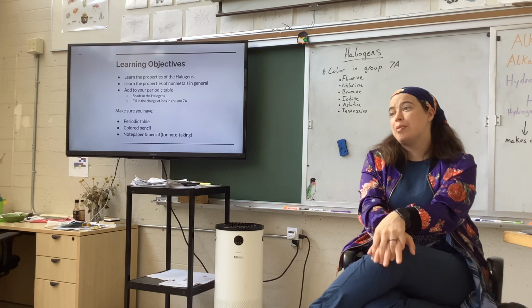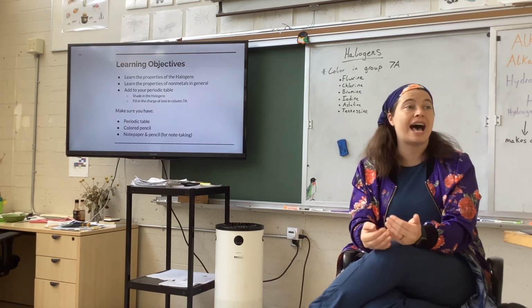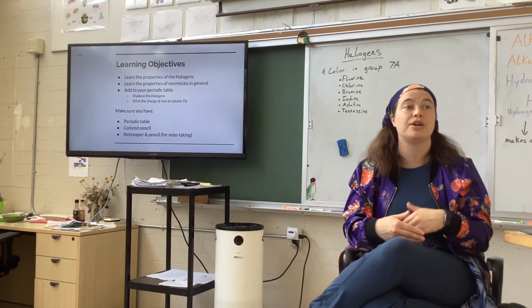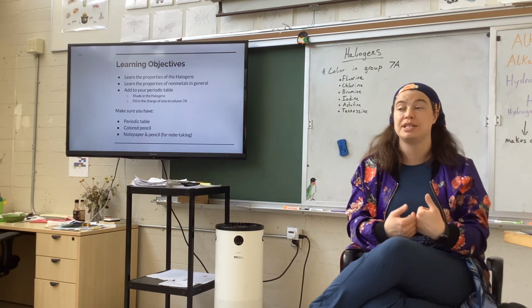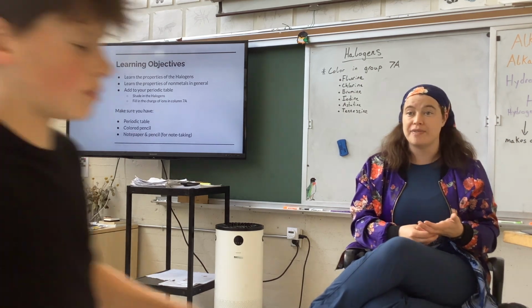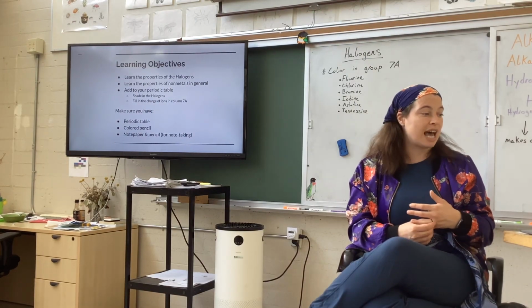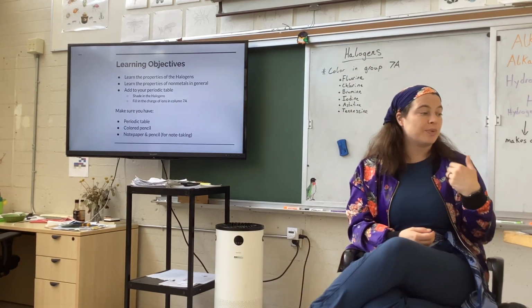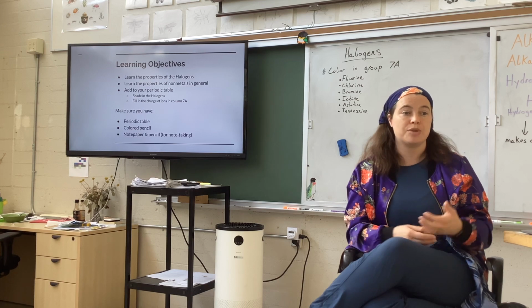So today we're going to learn the properties of the halogens. Because the halogens are non-metals, we're also going to talk a little bit about the properties of non-metals in general. We're going to color in column 7A, which is our halogens. And we're going to find the charges of things in this group and make sure they're marked.